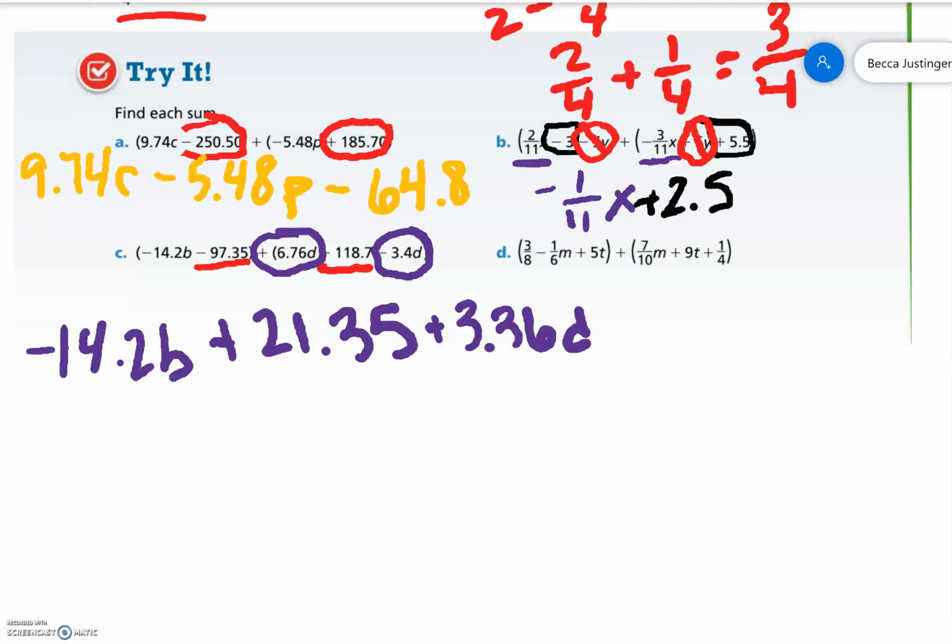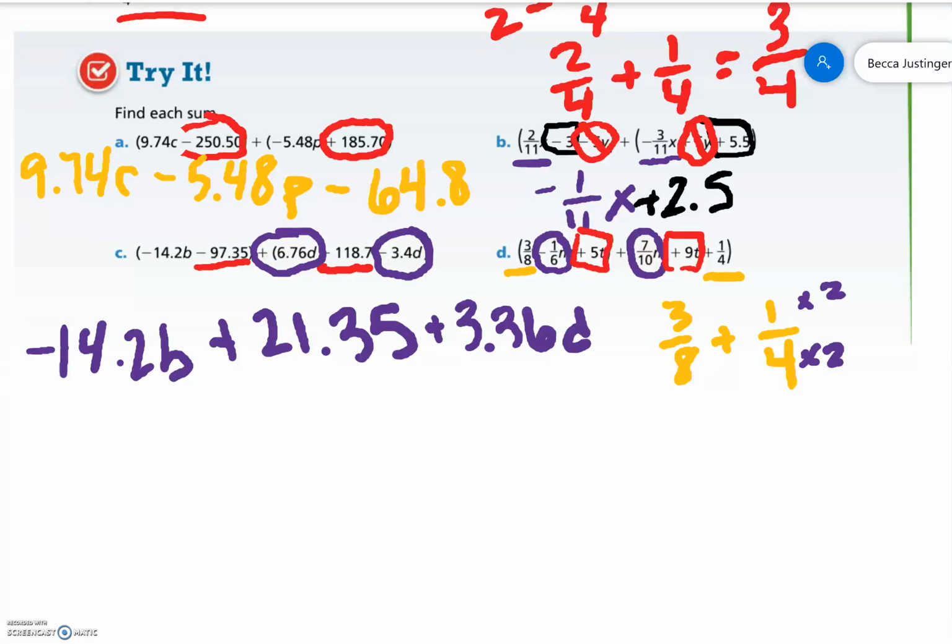All right, last but not least, I have 3/8 is my constant, can add it with 1/4. And I have a -1/6m with 7/10m and a +5t with a +9t. So 3/8 plus 1/4, I want to do that first. I can't combine these yet because they don't have common denominators. So my common denominator would be 8. So it's going to be 3/8 plus 2/8, which is 5/8.